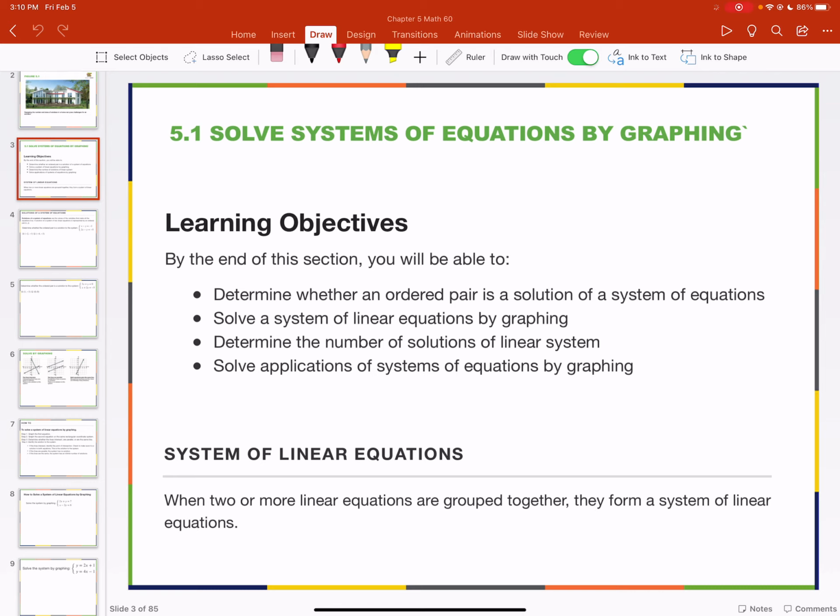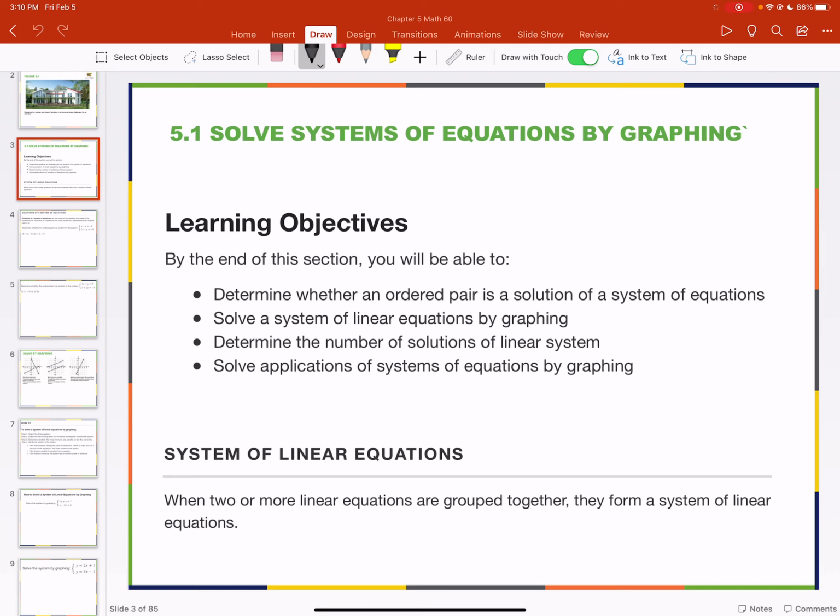Hello, welcome to section 5.1, which deals with systems of linear equations, solving them by graphing. Basically, we're going to determine if an ordered pair is a solution to a system of equations. We're going to solve it by graphing. We're going to figure out how many different types of numbers of solutions are possible, and then possibly some applications, okay?